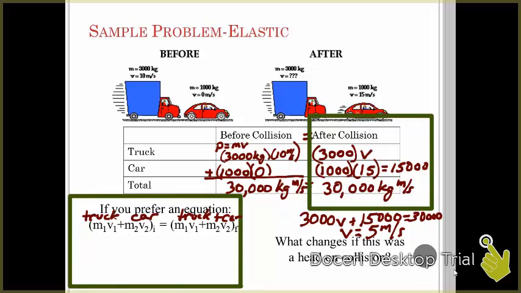Mass of the truck is 3,000 kilograms times its velocity of 10. Since the car is not moving, its momentum before the collision is 0. After the collision, we don't know the velocity of the truck, but we do know the momentum of the car. That's how it would look in equation form, and you can see we're going to get the exact same answer regardless of the way that you choose to set up the problem.